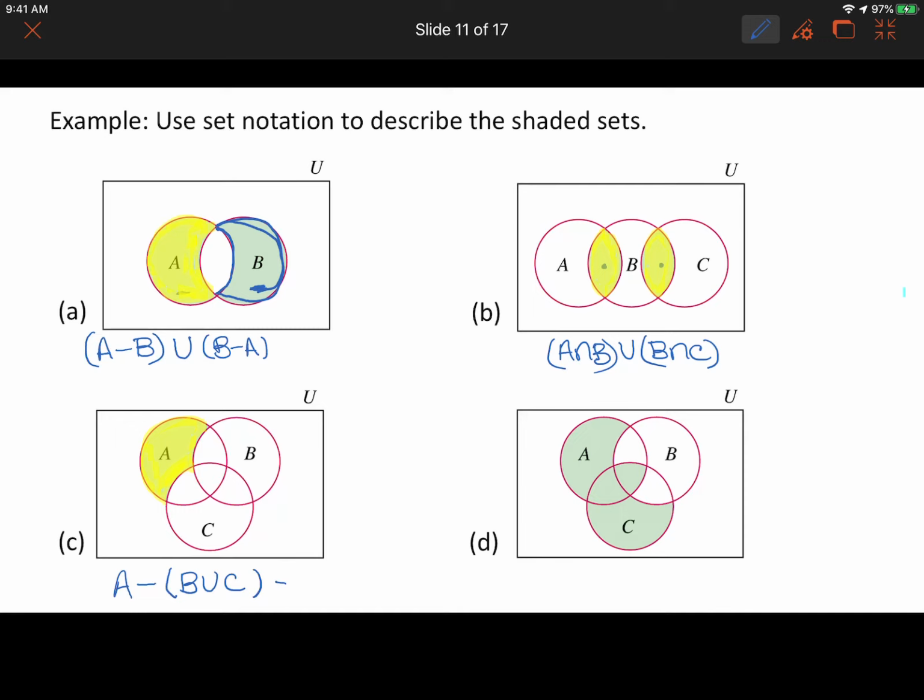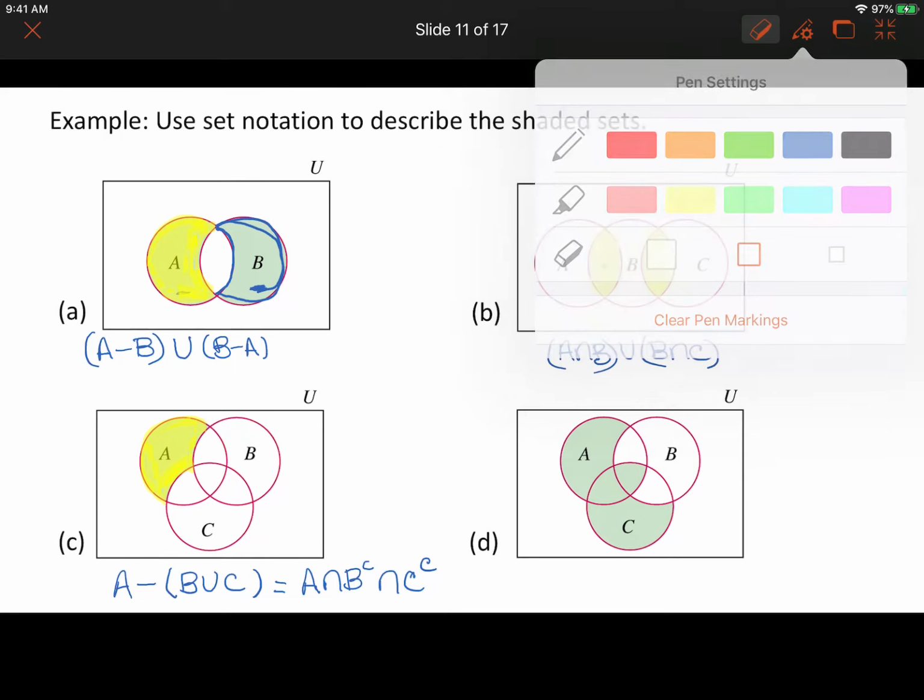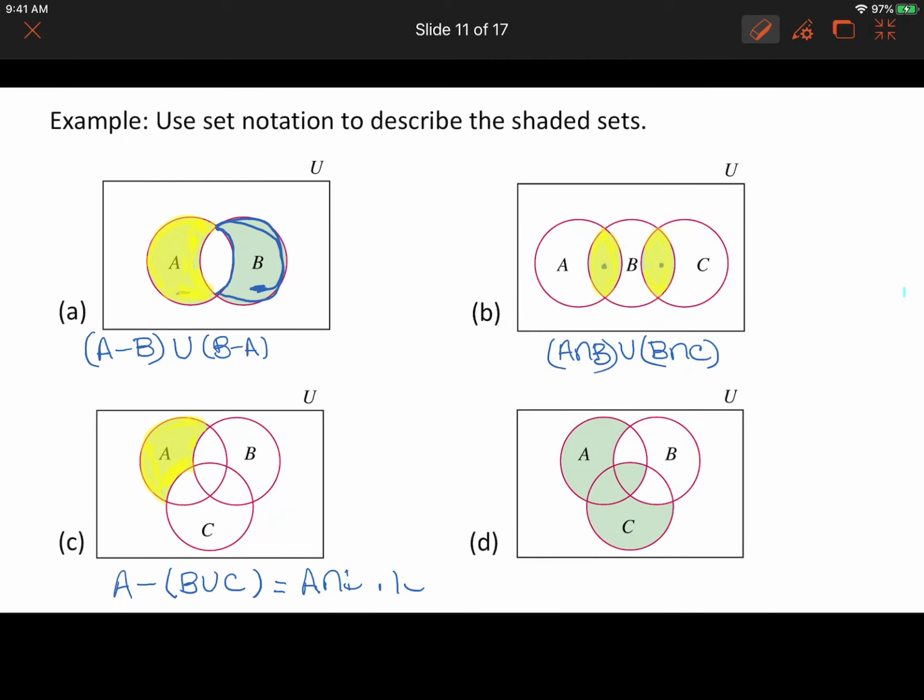You might also have written this as A intersect with B complement and C complement. We don't use that notation. Let me write this with the bars.